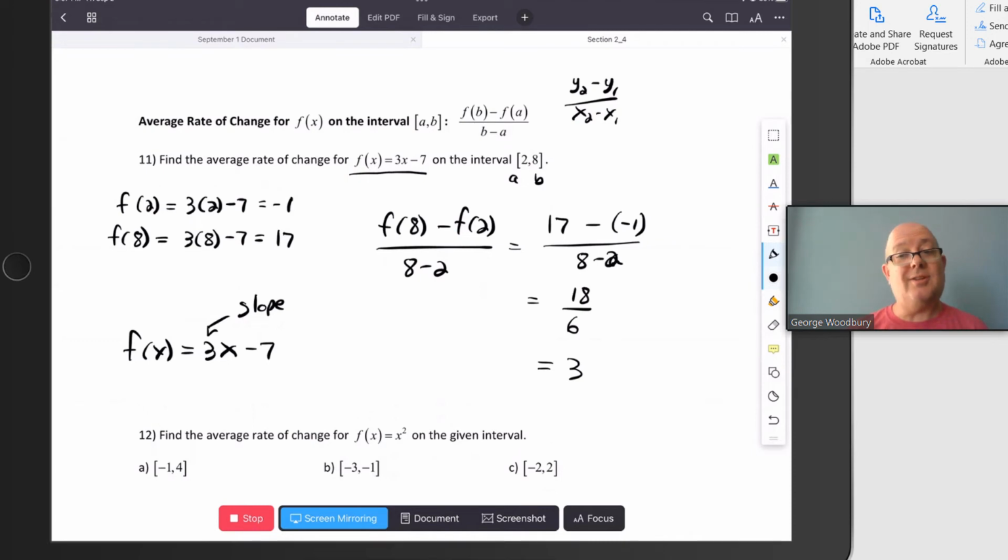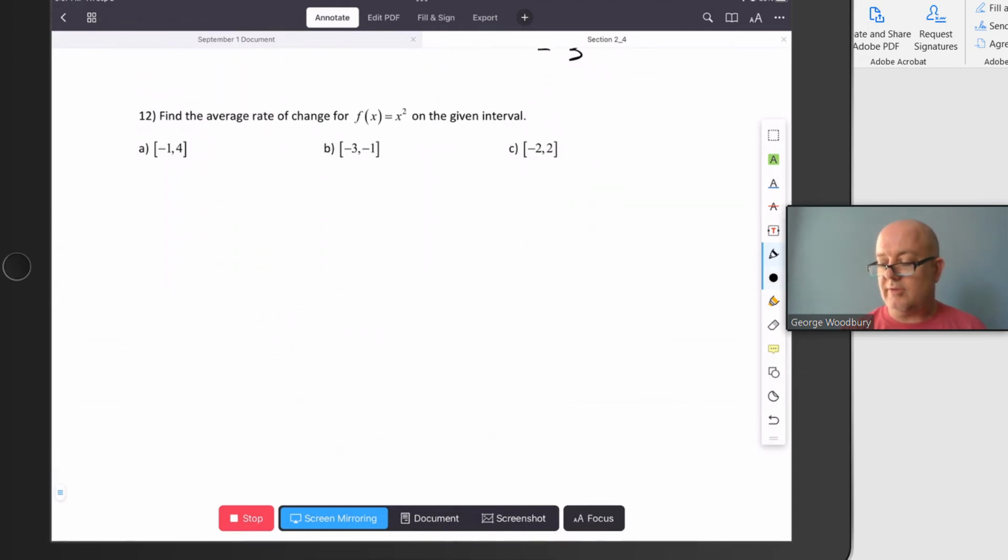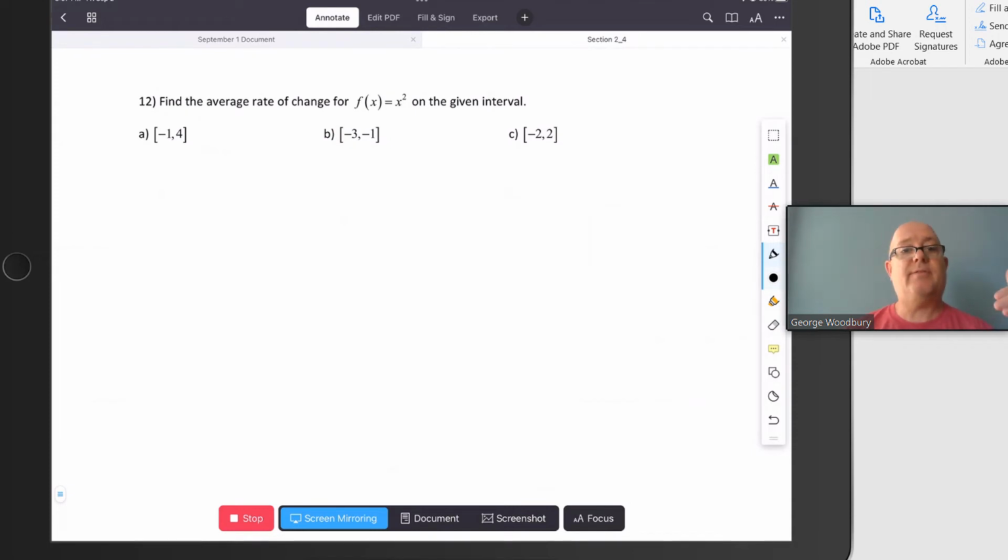Now, when the function's not linear, it's not so cut and dry. So we've got one more example here. f of x equals x squared over certain intervals. I'm going to begin with a quick sketch of this function. We know that this is a parabola that goes through 0, like so.